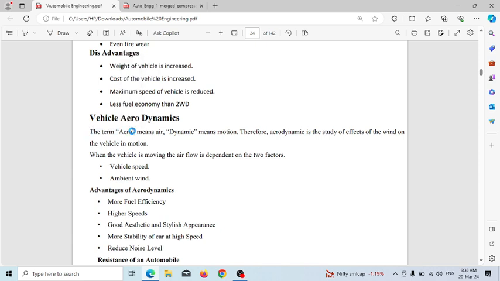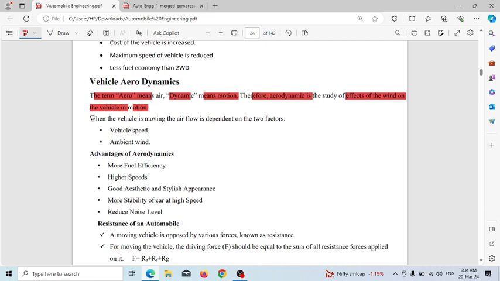The term aero means air, and dynamics means motion. Therefore, aerodynamics is the study of the effect of wind on the vehicle in motion. That means when a vehicle is in motion, some resistance will be offered by the wind. To avoid this, we have to study vehicle aerodynamics. When the vehicle is moving, the airflow depends on two factors: vehicle speed and ambient wind.